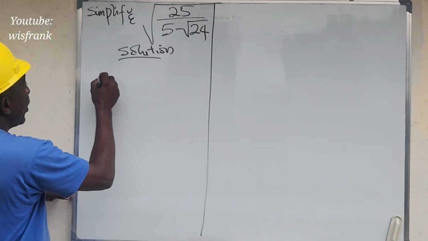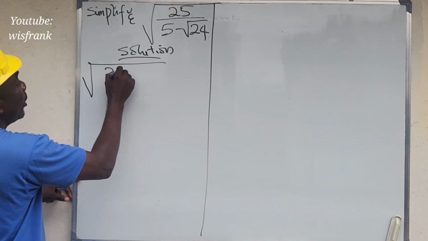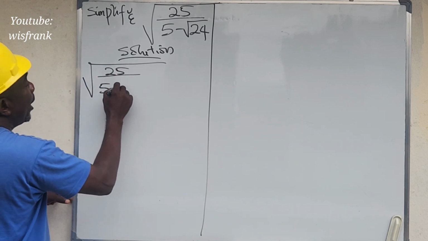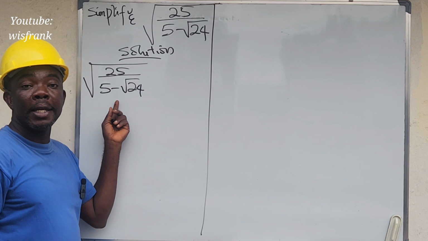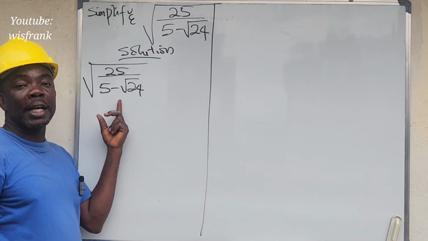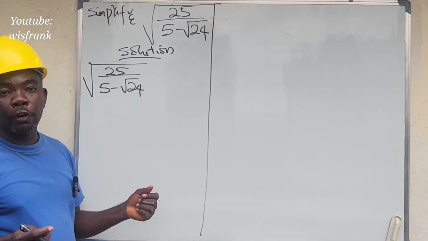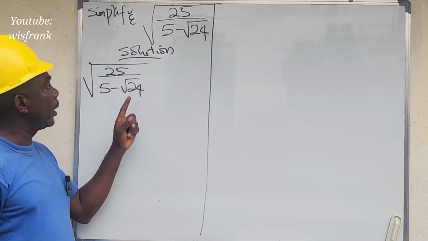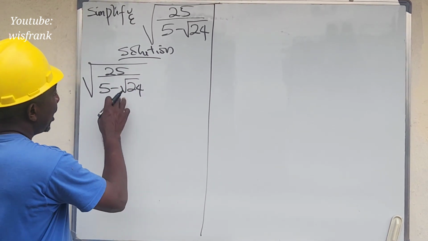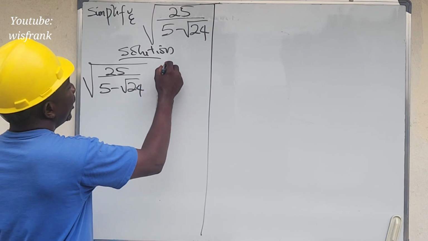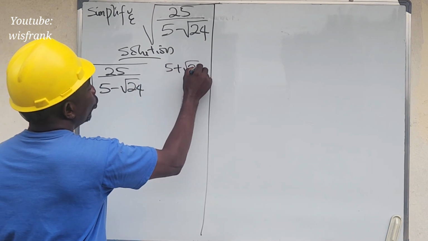So here we are given square root of 25 all over 5 minus square root of 24. So we have this inside the square root. It is short form of equation inside the square root. So what we need to do is solve it in short form by multiplying the numerator and the denominator by the conjugate of the denominator. And here the conjugate of the denominator is 5 plus root 24.